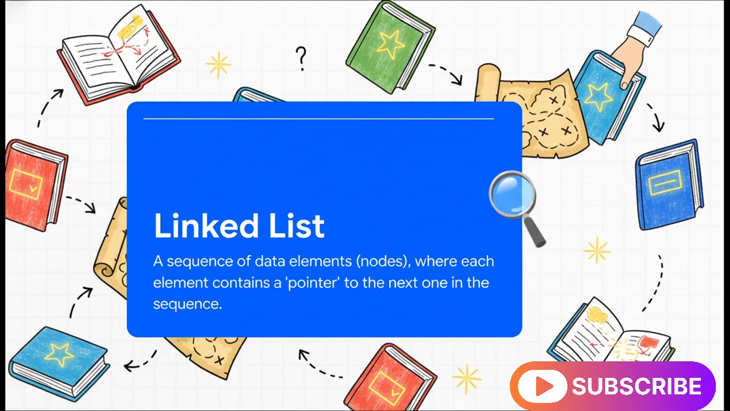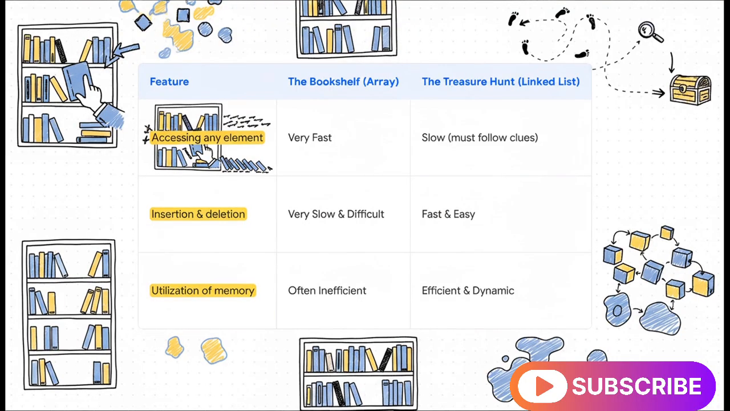It's incredibly flexible. And right here, this is the fundamental trade-off. If you need to grab any random book off the shelf, the array is the undisputed champion. It's super fast. But with the linked list, you have to start at book number 1 and follow every single clue to get to, say, book number 72. On the flip side, when it's time to add or remove a book, the array is a total nightmare. The linked list, it's a piece of cake. So you're always choosing between speed of access and flexibility.